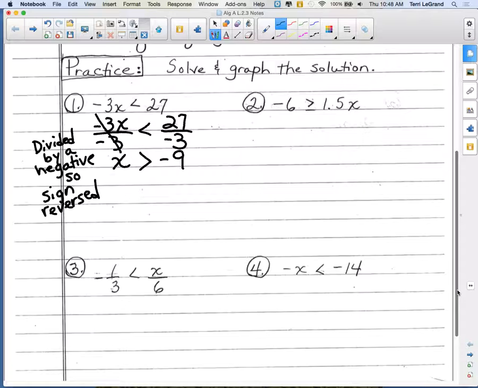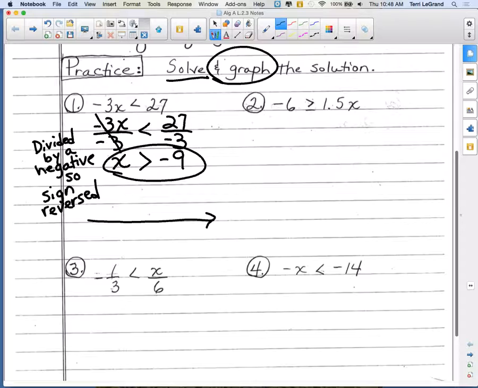Okay, solve, we just did the solving, and graph. So now we do our number line graph. So this is our algebraic solution, and now we'll make our number line graph. Integer neighbor to the left, negative 10. Equidistant away from it to the right, negative 8. Our circle goes at the negative 9.